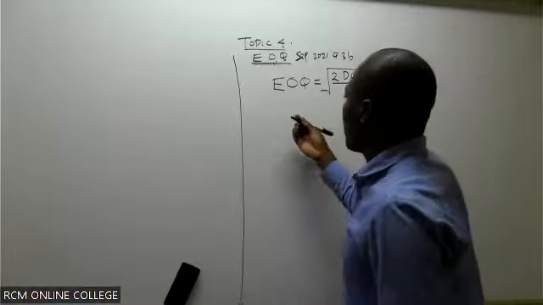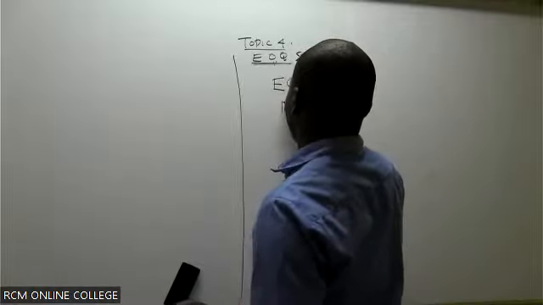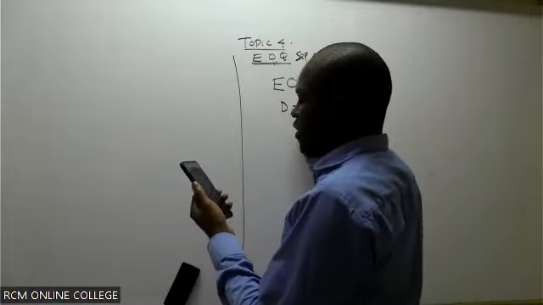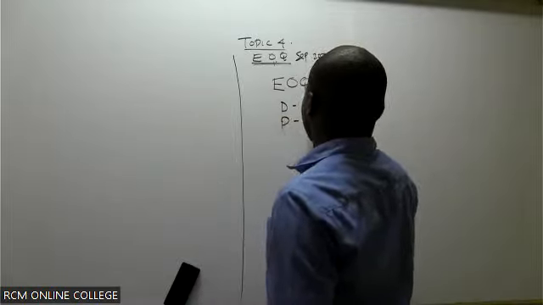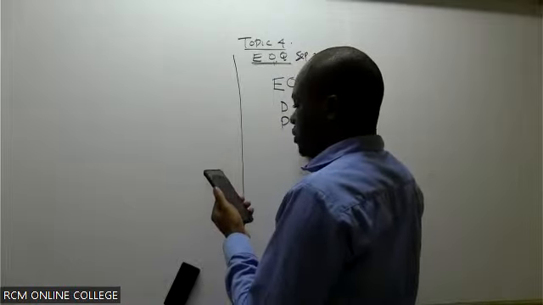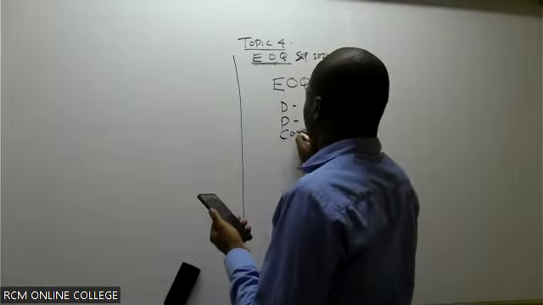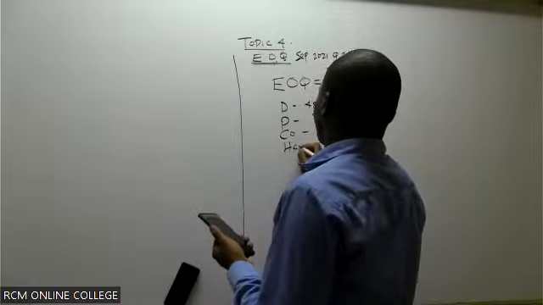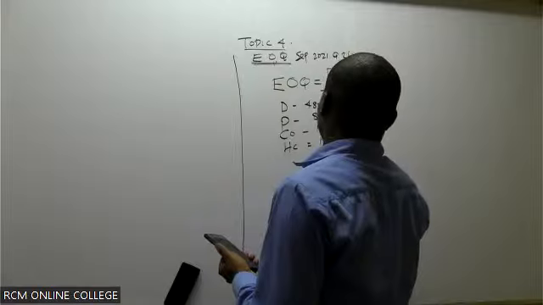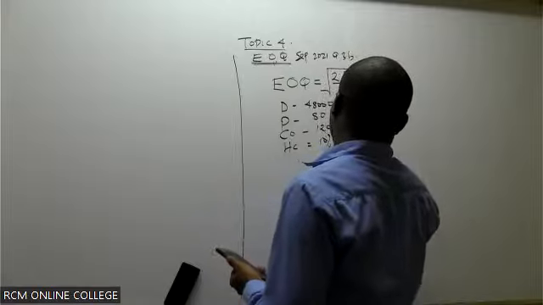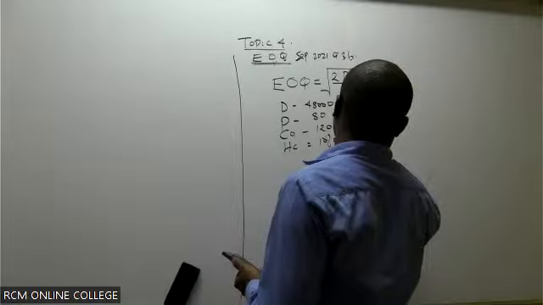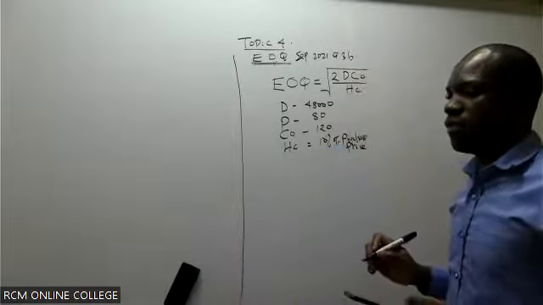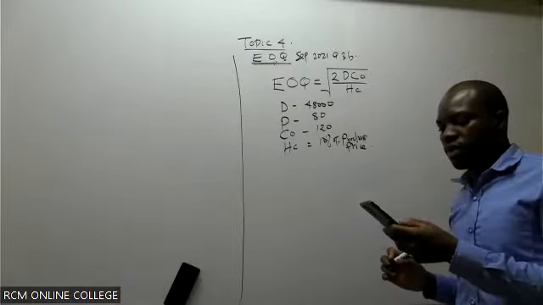So we have been given annual usage, which we now understand is demand. We have been given purchase price as 80 shillings per unit. We are given ordering cost as 120 shillings per unit. Then holding cost or carrying cost is equal to 10% of purchase price. That is the information given to us.